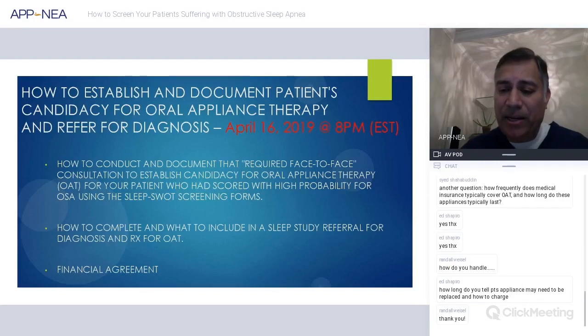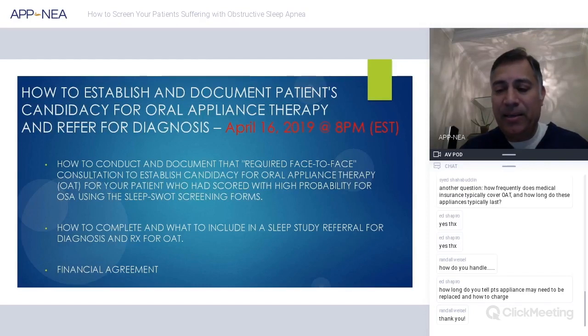So Edge said, how long do you tell patients appliances may need to be replaced, and how to charge? We don't make any guarantees on appliances. It's all about how well they take care of it, like anything else. If they misuse it, if they abuse it, if they throw it around or let their dog chew on it, ultimately patients have to take responsibility for their well-being and for their appliances. If you have a practice where you offer patients insurance for their appliances or for their dental treatment, this is a great opportunity to let them know that they can purchase insurance, so to speak, against accidental breakage or loss.